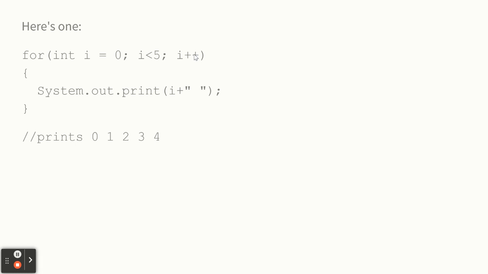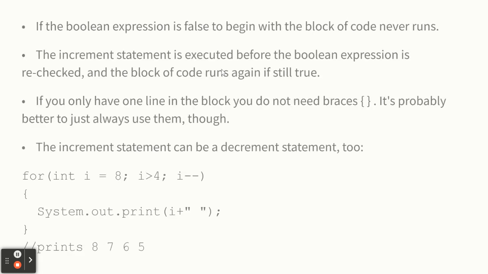We have 27 minutes. So this prints 0, 1, 2, 3, 4 because i starts out at 0 and it's going to go as long as it's less than 5. And it goes up 1 each time. So if the Boolean expression is false to begin with, it never runs the loop. So you're not guaranteed that it's ever going to run anything.